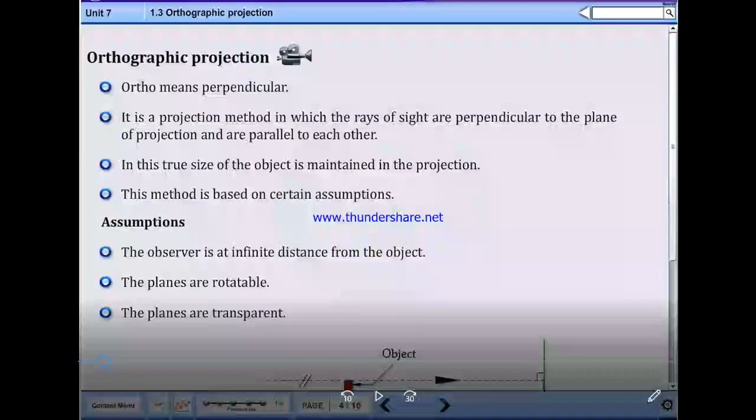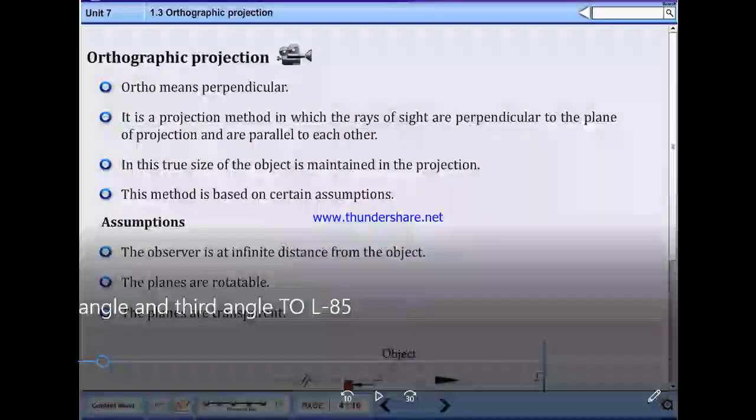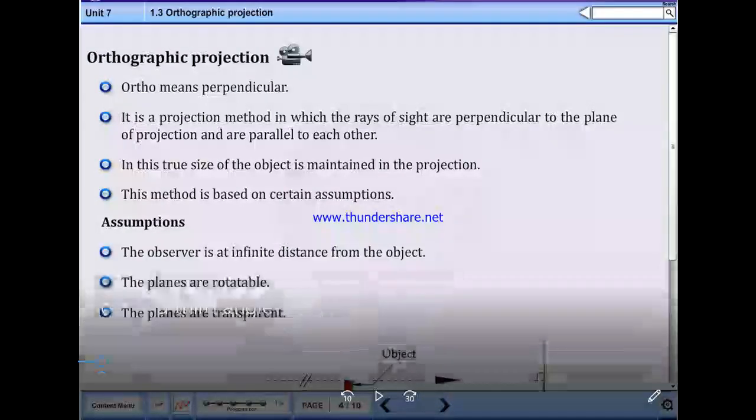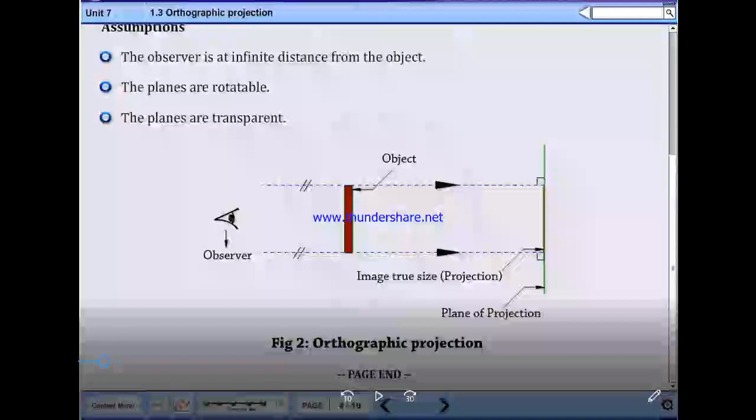This method is based on certain assumptions. Assumptions are: number one, the observer is at infinite distance from the object. The planes are rotatable. The planes are transparent. Note on the orthographic projections figure.